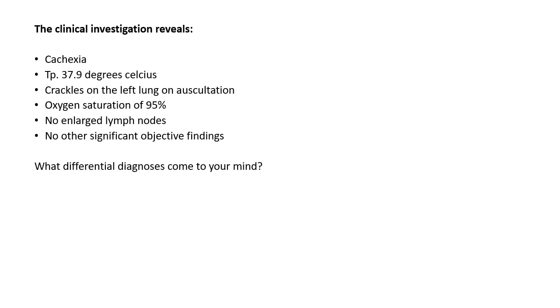You find the following on examining him. He's cachectic. He has a temperature of 37.9 degrees Celsius. You hear crackles on the left lung on auscultation. His oxygen saturation is 95%. You find no enlarged lymph nodes and no other significant objective findings. Now, what differential diagnosis comes to your mind here?